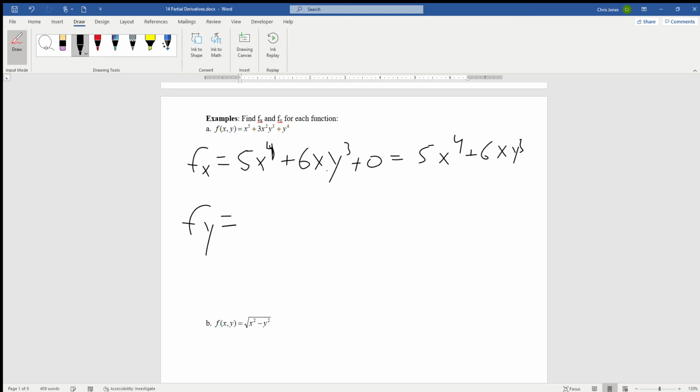Partial with respect to y. Derivative of x to the fifth is 0. Think of x like pi or 5 or whatever number you want. I'm going to drop down the x squared because it's going to be a constant. And then the derivative of 3y cubed is going to be 9y squared. And then finally the derivative of y to the fourth is going to be 4y cubed. And the 0 just goes away. 9x squared y squared plus 4y cubed. Those are your partials. Not meant to be difficult by any stretch of the imagination.